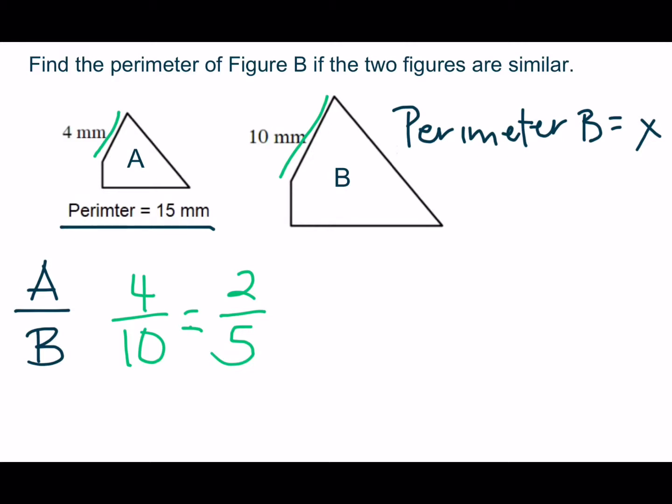We know the perimeter of A is 15 millimeters, so that is going to be 15 over, we don't know the perimeter of B, let it be equal to X. These two ratios are equal, so let's solve. Cross multiply.